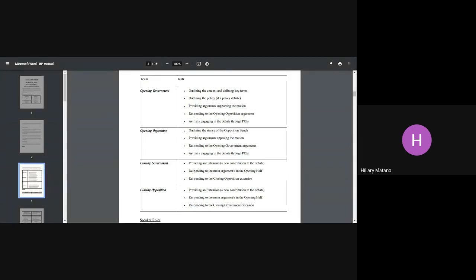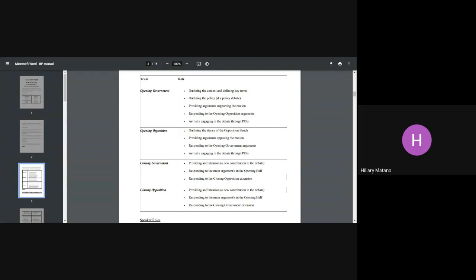The opening government, which comprises the Prime Minister and the Deputy Prime Minister, set the case, or set the ball rolling for the debate. They define the direction which the debate is going to take, depending on the motion that is given. Because the Prime Minister will define the motion, in defining the motion, he will set the case, the direction in which the debate wants to take.